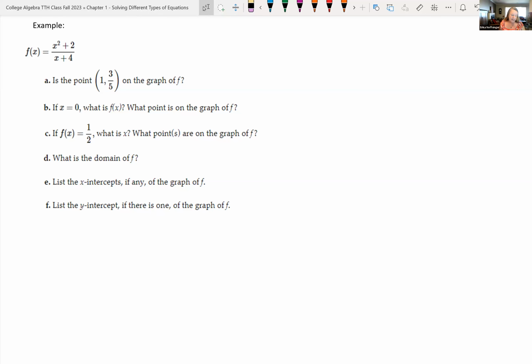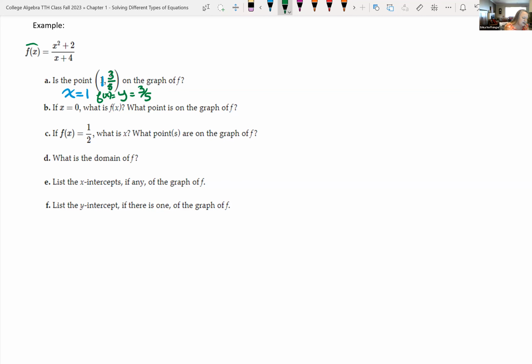So we're looking at f of x. We're given that f of x is equal to (x squared plus 2) all over the quantity (x plus 4). It wants to know, is (1, 3/5) a point on the graph of f? Well, if it is a point on our graph, when we plug in our values, this is saying x is equal to 1. When x is 1, y is 3/5. But another way to say y is f of x.